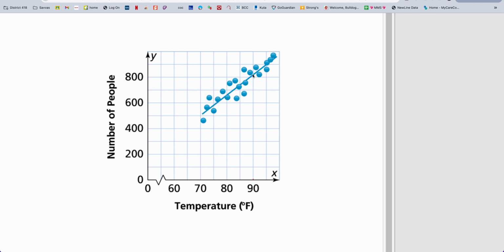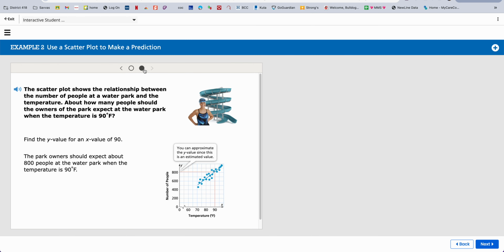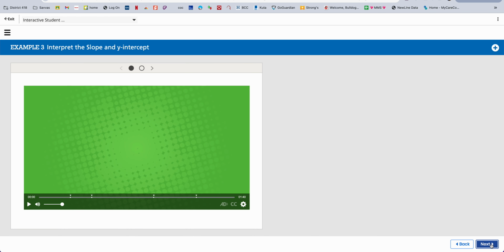So about how many people should they expect when the temperature is 90 degrees? A little over 800. Oh, yeah. I mean, I think in your book, the answer to this one says about 800, doesn't it? Oh, yeah. 800 people at the water park. I mean, they don't even round it up. It looks to me like the line's a little over 800. They don't even care. It's like about 800. It's close enough, right? Okay. So there's an example where estimating makes life easy on us.